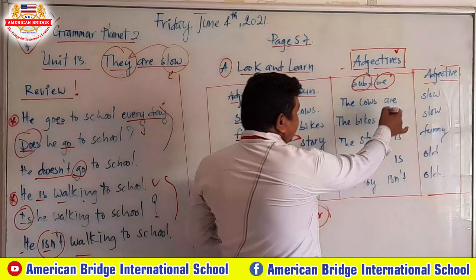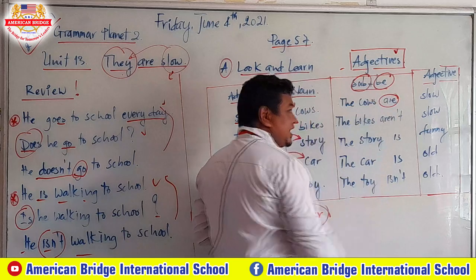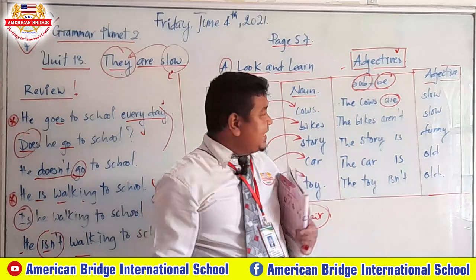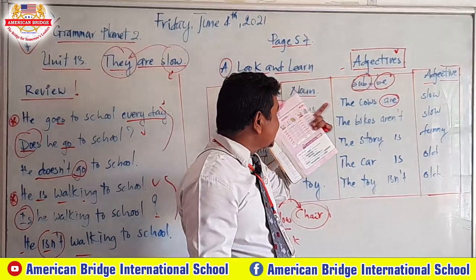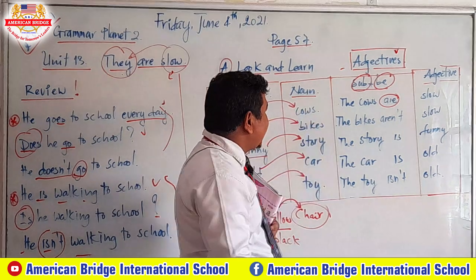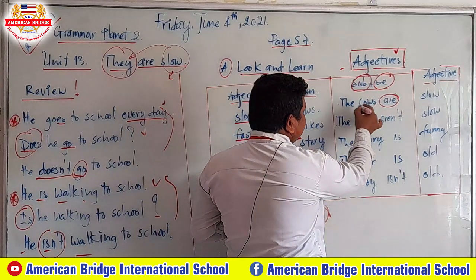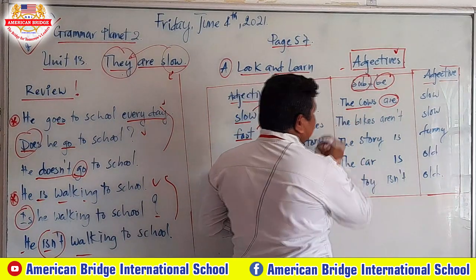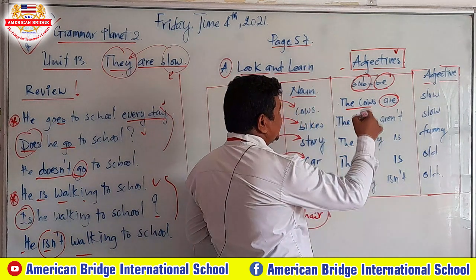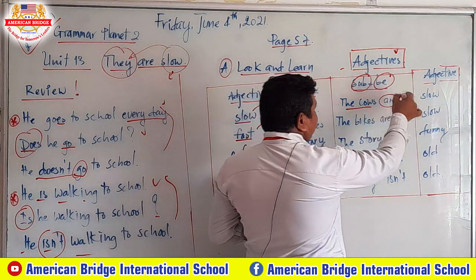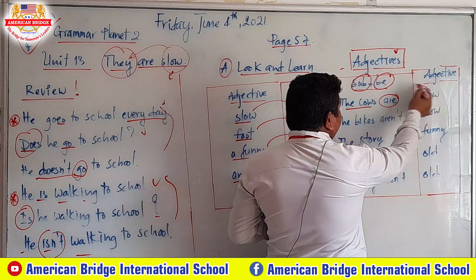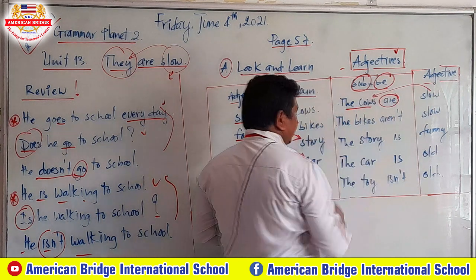This is, what do we say, to be. Yes, are is to be. And the cows are slow. Are is to be. And then cows is the what? Is the subject. So the cows are slow. So slow modifies or describes cows. Understand?